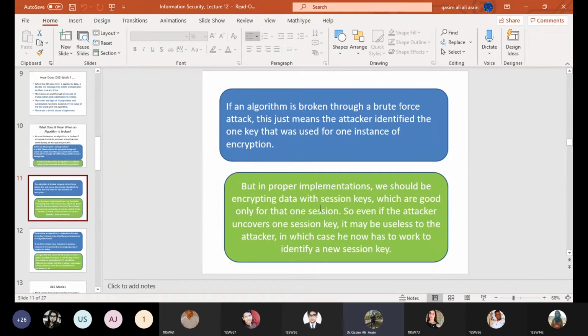But in proper implementation we should be encrypting data with session keys which are good only for one session. So even if the attacker uncovers one session key, it may be useless to the attacker, in which case he now has to work on identifying a new session key. Now the solution, this is very important to understand. We are going to generate keys for a particular session.